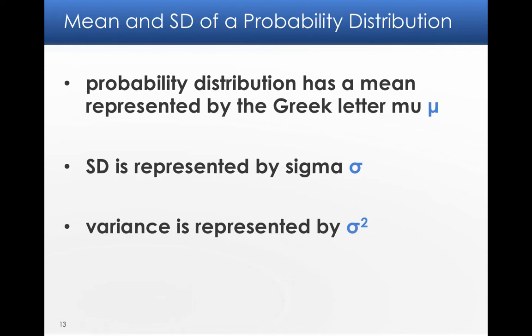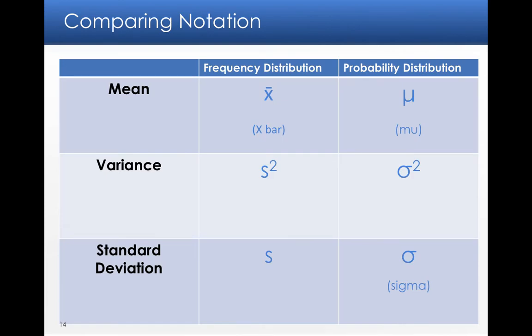So probability, as I mentioned, has a mean, and that's mu. Standard deviation is sigma, and variance is sigma squared. So here we've got them compared. For a frequency distribution, the mean is x bar. In a probability distribution, it's mu. In a frequency distribution, the variance is s squared. In a probability distribution, it's sigma squared. Standard deviation in a frequency distribution is s, and in a probability distribution is sigma.